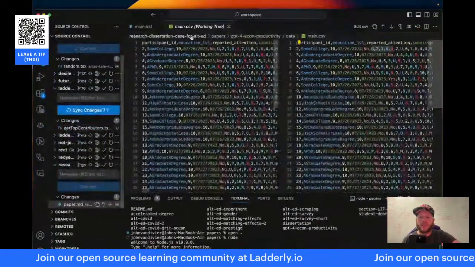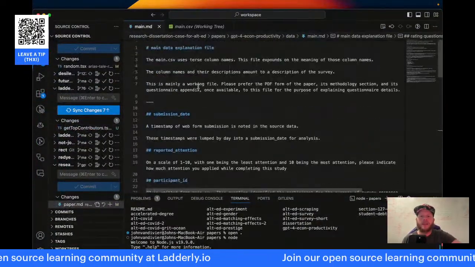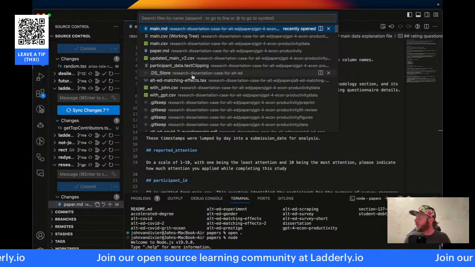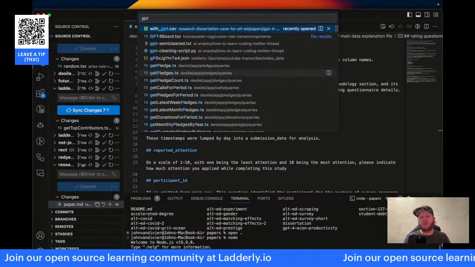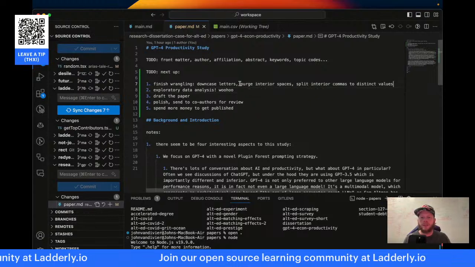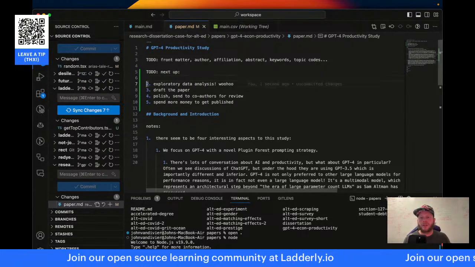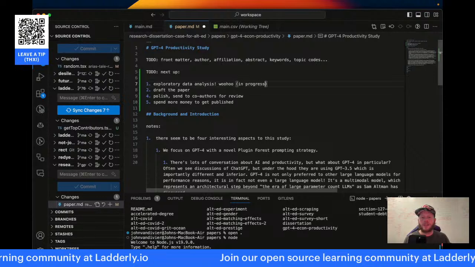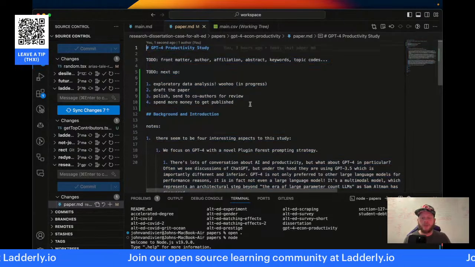Let me grab this thread. So I'm going to go over here and I'm just collecting notes. We're just doing EDA, exploratory data analysis. So GPT-4 paper MD. Okay, so here's next up. That's done. In progress. And then here I'll do some EDA notes.